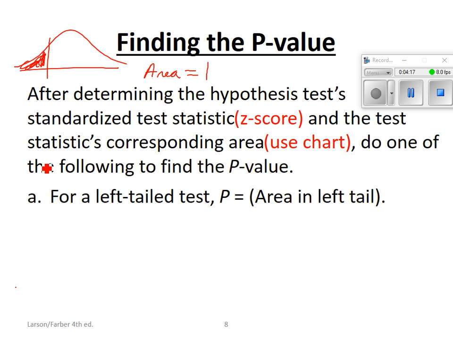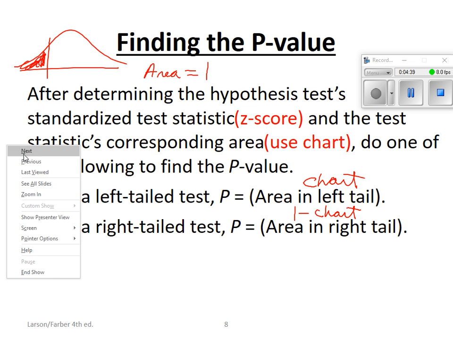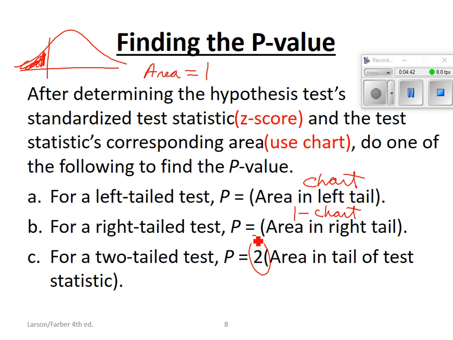We're comparing those. For a left-tailed test, the area is just whatever's on the chart. Left-tailed, you just use the chart. Right-tailed, you got to take 1 minus the area that it tells you on the chart. And for two-tailed, you find it on the chart and multiply it by 2. So 2 times the chart. Left-tailed, just use the chart. Those are the easy ones. Right-tailed, 1 minus the chart. Two-tailed, chart times 2.